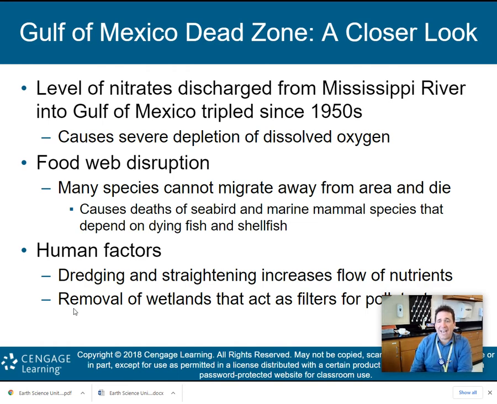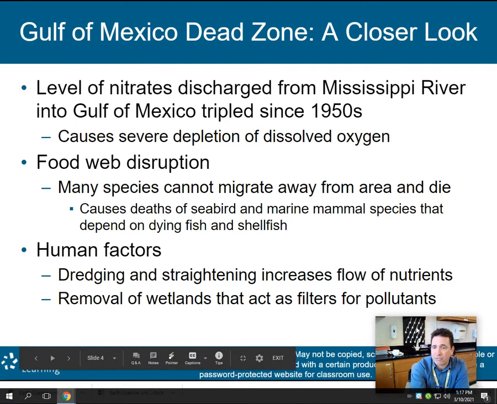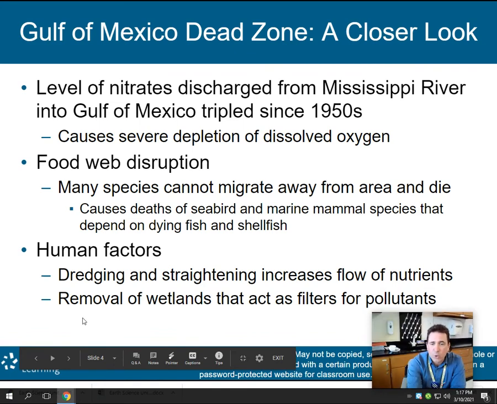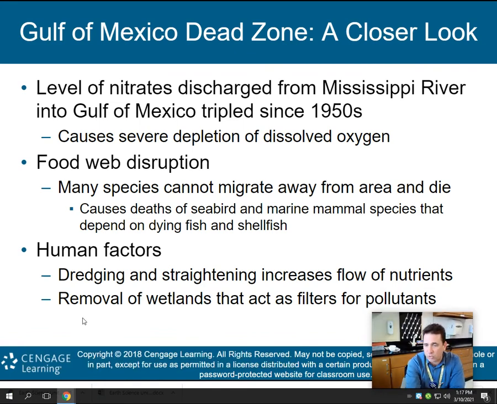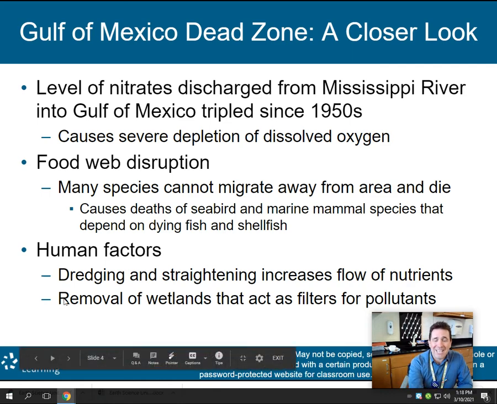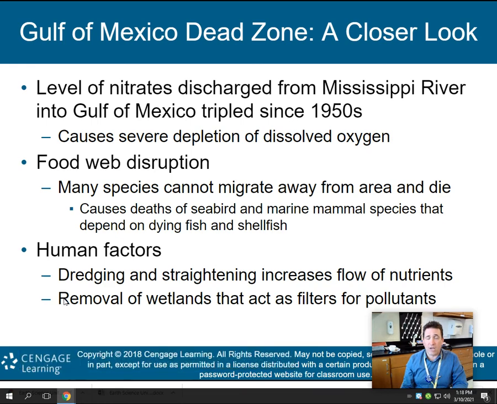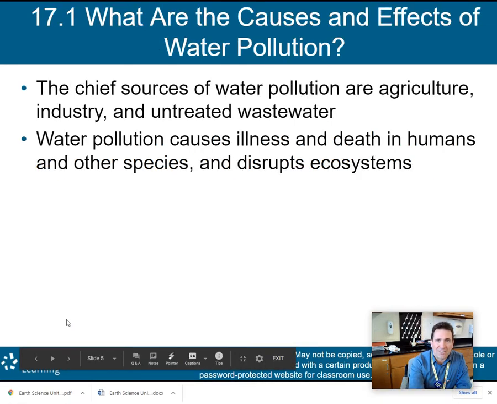And obviously human factors are controlling this, not only dredging and straightening of rivers, increasing the flow of nutrients coming down, but also we've removed the wetlands that act as filters for those pollutants. Remember, we talked about ecosystem services at the beginning of the year and how wetlands kind of act as a filter for us. Well, we get rid of the wetlands, we get rid of that filter, and that's what also has happened in Louisiana, down there near the Gulf of Mexico. And so now you've even removed the filters, and therefore all those pollutants go right out into the Gulf of Mexico, producing that dead zone.